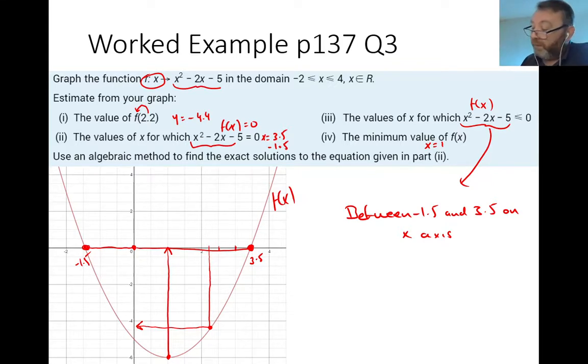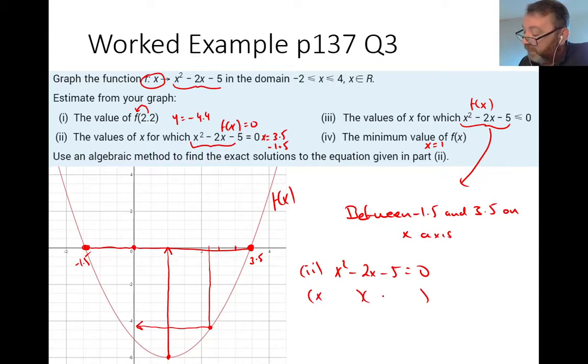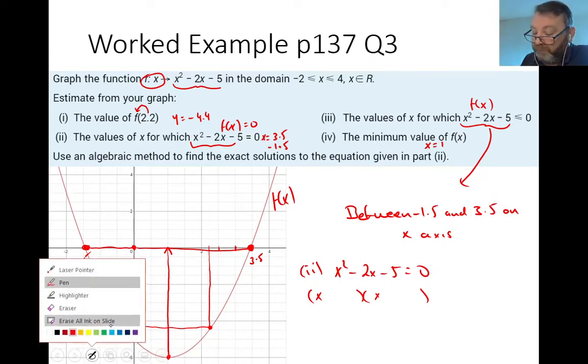And lastly then, use an algebraic method to find the exact solutions to the equation given in part 2. Now look at what part 2 is. Part 2 is x squared minus 2x minus 5 equals 0. It's a quadratic equation. Solve it as normal. Open up your brackets. See if we can work it out this way. Okay, x by x. So factors of 5 with a difference of 2 between them. There's none. 5 is prime. So therefore use your minus b formula.